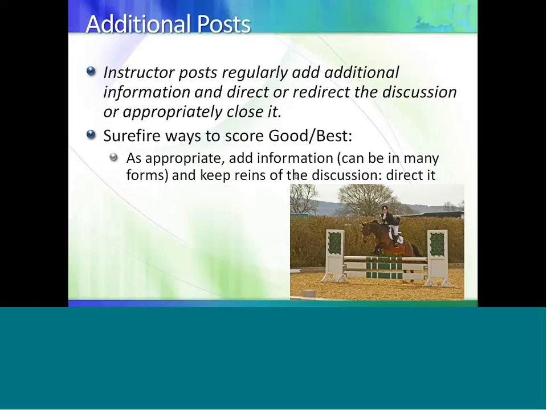So surefire ways to score a good and a best here: as appropriate, you would add information, and again, that can be in many forms. And as the little picture here indicates, you're just keeping reins of the discussion. You want the students to feel comfortable enough to join in and talk a lot, but you're the one really directing it the way that you want it to go.